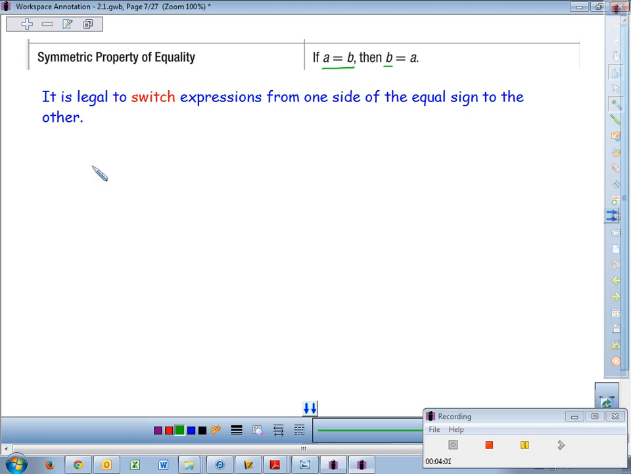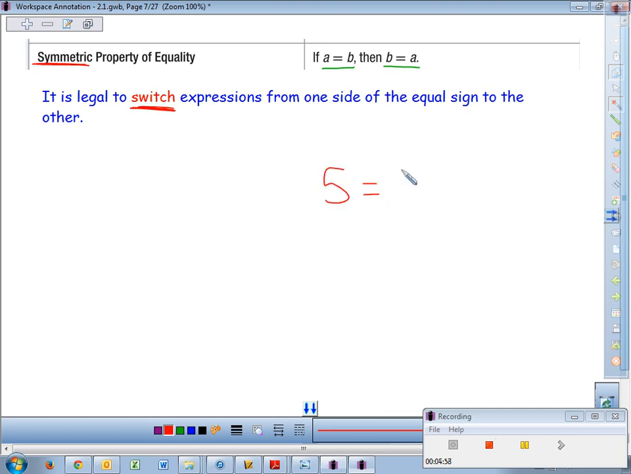Here's what it says. It says it's legal to switch expressions from one side of the equal sign to the other. Pause that video and get that written down in blue off to the side. And you'll notice I have a word in different color, switch. What letter does switch start with? Starts with an S. What letter does symmetric start with? S. They both start with S. Symmetric means switch. We do it so often you wouldn't even realize.